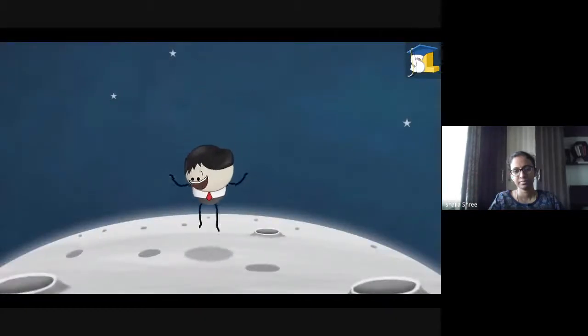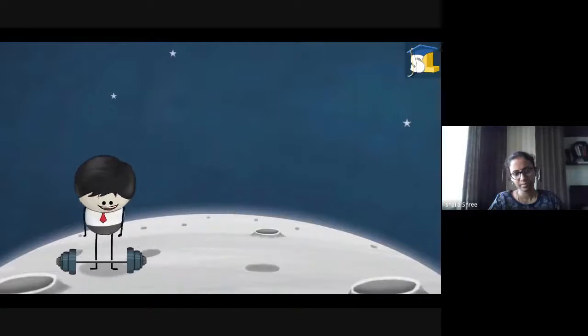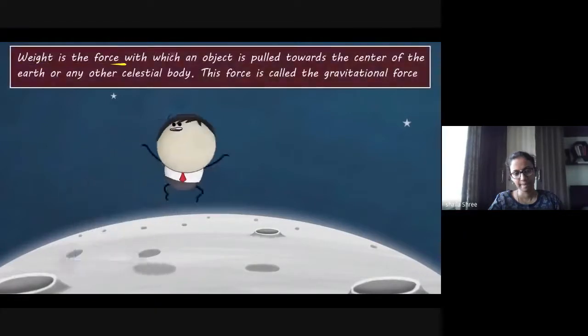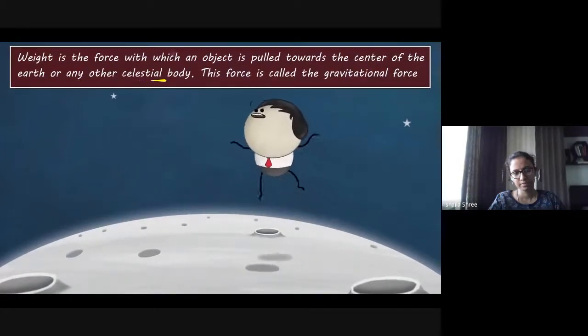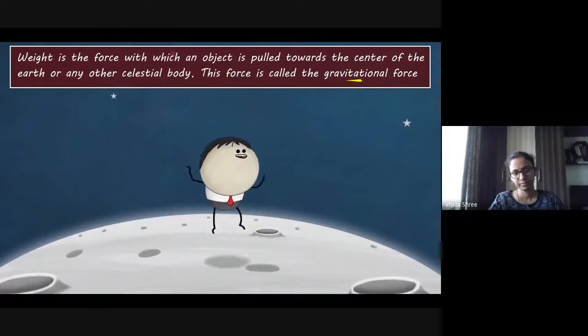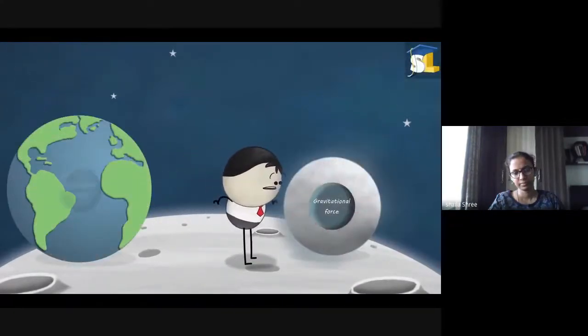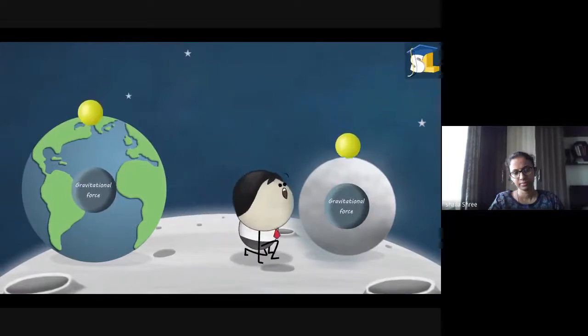See? I was correct. Do you know why you weighed less on the moon? To understand this, we need to first learn about weight. No, not those weights. Weight is the force with which an object is pulled towards the center of the Earth or any other celestial body. This force is called the gravitational force. Greater the gravitational force exerted by the celestial body, more will be the weight of an object present on it.